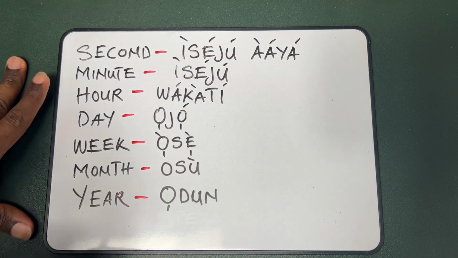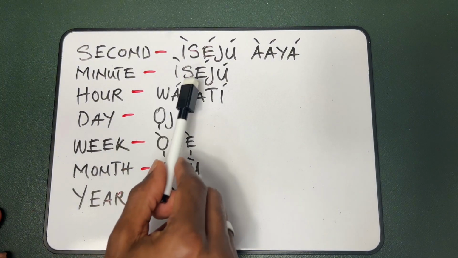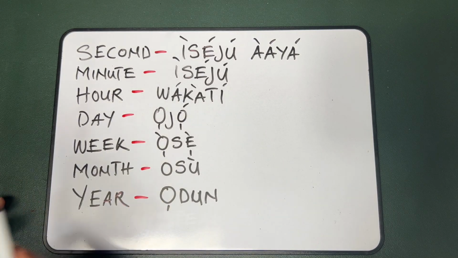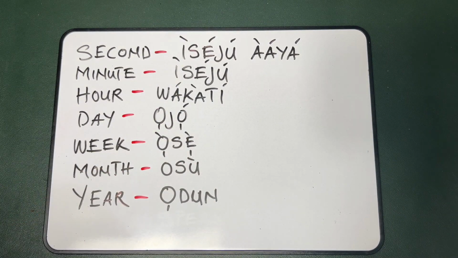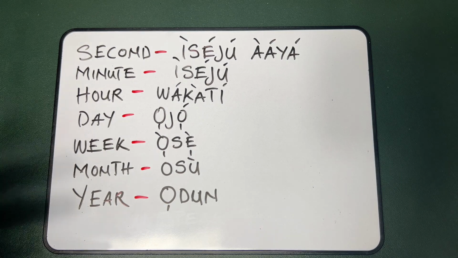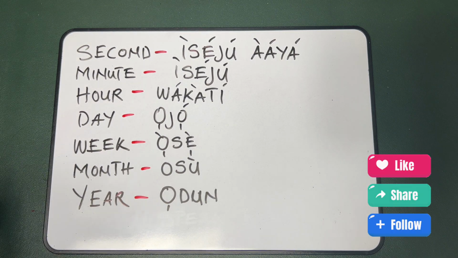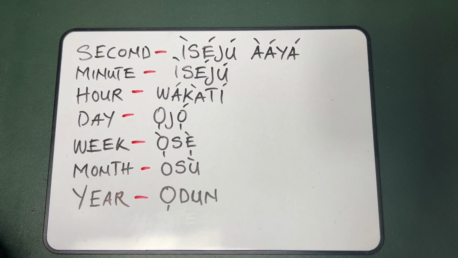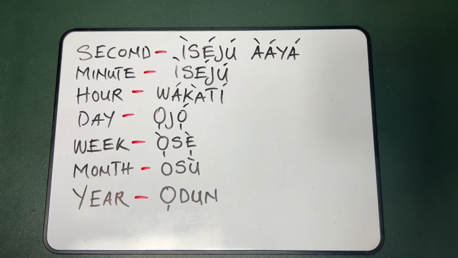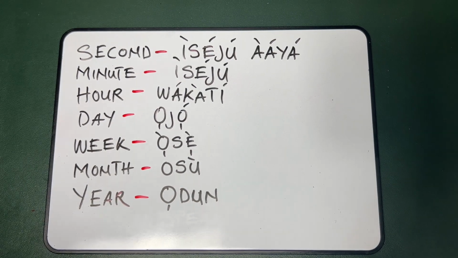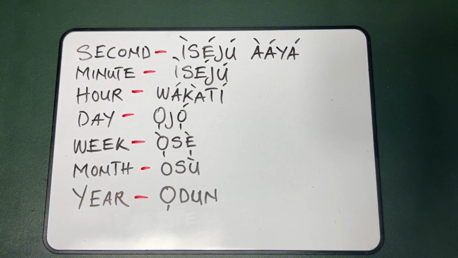So you can say ìṣẹ́jú méjì. So that's 2 minutes. Méjì is 2. Wákàtí méjì is 2 hours. Ọjọ́ mẹ́ta, that will be 3 days. Ọ̀sẹ̀ kan. Kan is 1, so that's ọ̀sẹ̀ kan, 1 week. Oṣù mẹ́ta, 3 months. Ọdún méjì, that's 2 years.